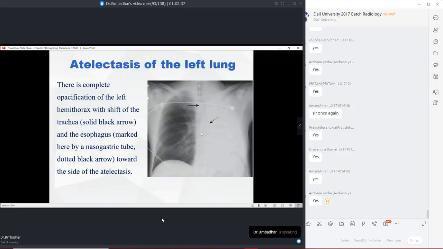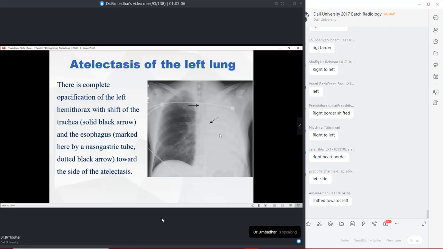Now, how are we going to recognize? You see here, in this X-ray, forget about what is written down there. First, you tell me, somebody, which heart border is shifted to which side. Can you see the right heart border here? The right heart border, yes, exactly. See, the right heart border is shifted down towards the left.